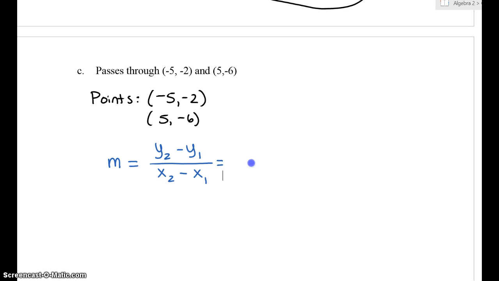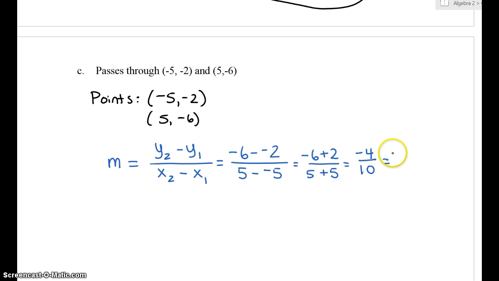Alright, so now we have our slope. So we have negative 6 minus negative 2, and we have 5 minus negative 5. You have to be careful with your negatives. So here's what that looks like. Negative 6 plus 2 all over 5 plus 5. Well, on top we have negative 4, and on the bottom we have a 10. But that could be reduced to negative 2 over 5. So here is our slope.